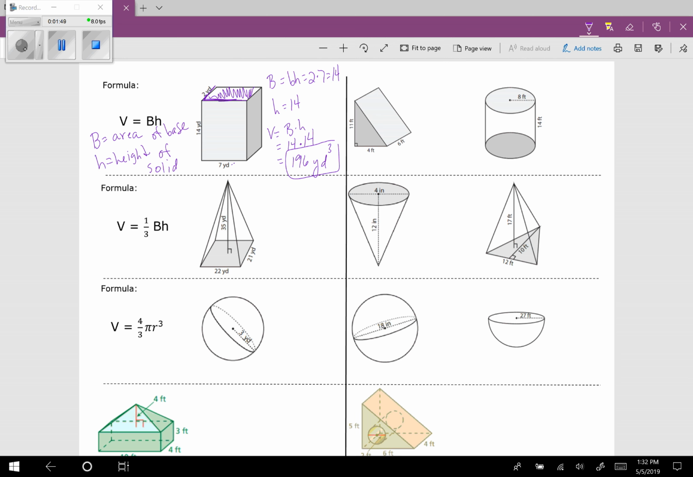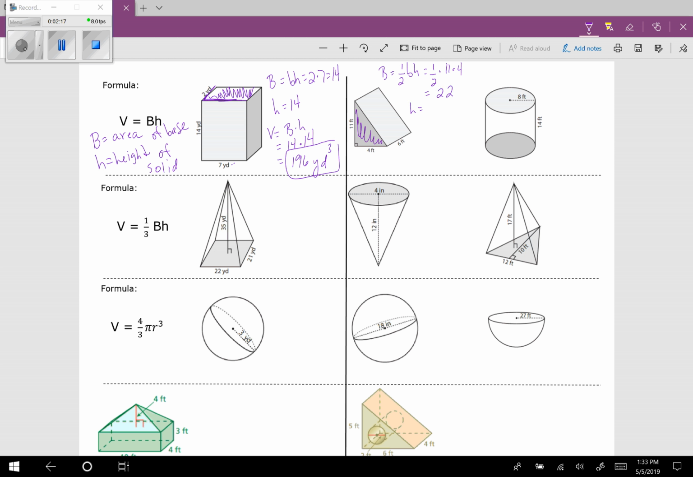Okay, next one. This is a triangular prism. So because it is a triangular prism, our base has to be this triangle. So we have to find the area of the triangle, and then we multiply it by the height, so the distance between the two triangles. So big B, in this case, is 1/2 base times height, and this is the base and the height of the triangle. So it's 1/2 times 11 times 4, which is 22.